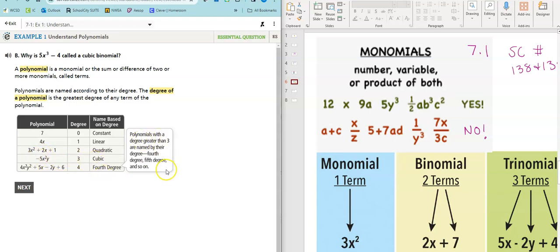And then any polynomial with a degree greater than 3 is just named by its degree, so like 4th degree, 5th degree. So because this term in the front has 4, we're going to call it a 4th degree.